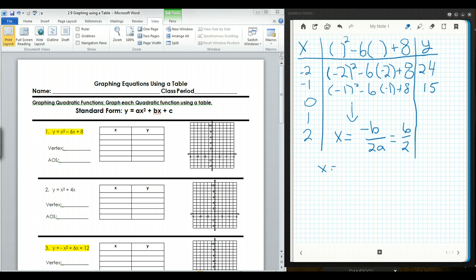Again, this is your equation for your axis of symmetry, or your line of symmetry. X is equal to 3. It is a vertical line that passes through the x value 3 and cuts the graph perfectly in half.